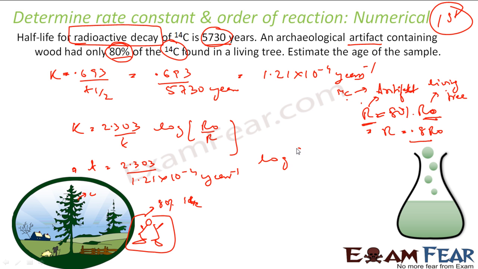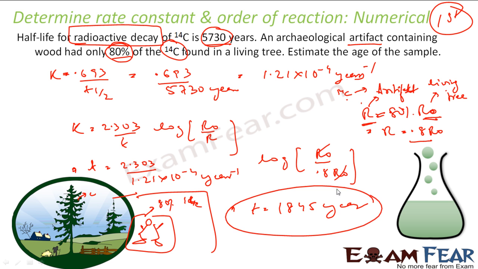Log of R naught by R, where R is nothing but 0.8 R naught. R naught I will cancel. So if you solve this equation, you get T as 1845 years. That means the age of the artifact is 1845 years. So with that, the archaeology department finds the age of an old monument. And if you see here, this chemical kinetics is helping us to find the age of old monuments.